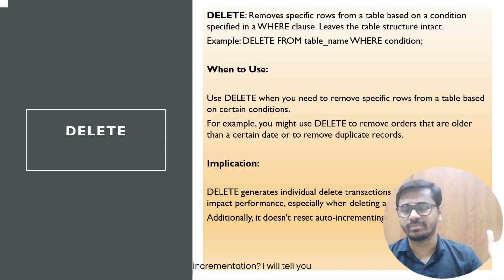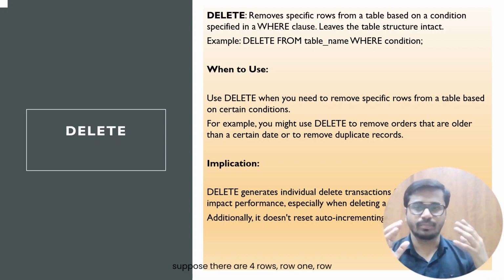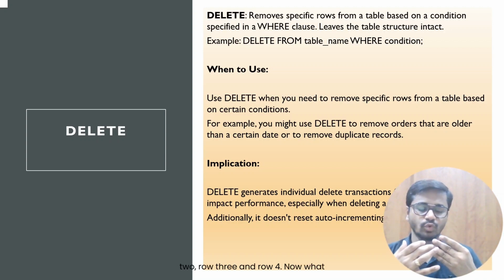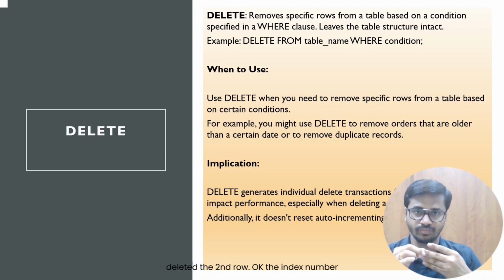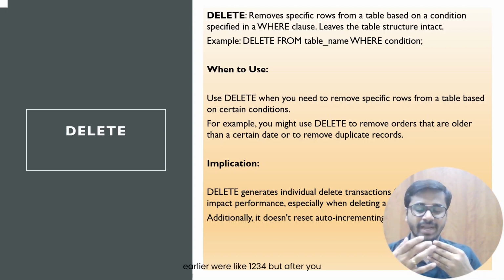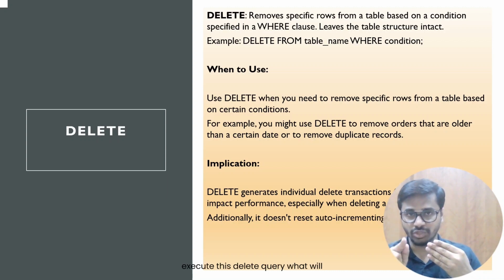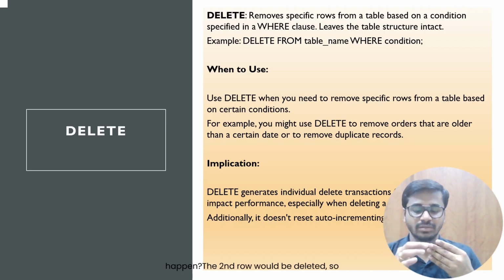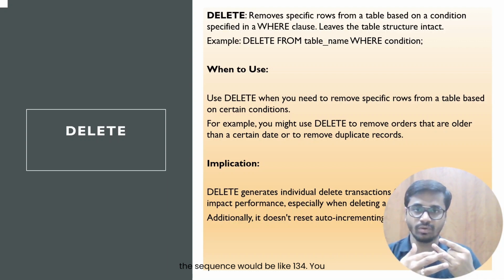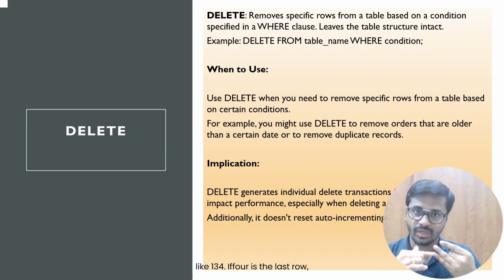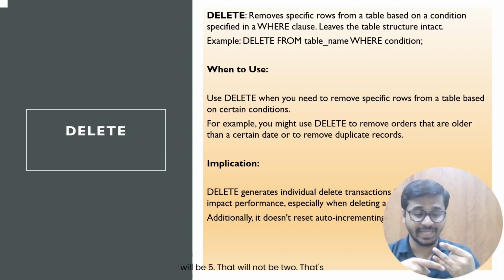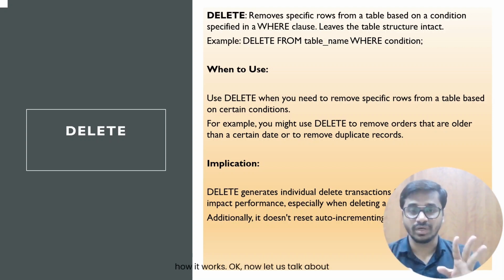So what is this auto incrementation? I will tell you. Suppose there are four rows: row 1, row 2, row 3 and row 4. Now what happens with the delete command? You have deleted the second row. The index numbers earlier were 1, 2, 3, 4, but after you execute this delete query, the second row would be deleted, so the sequencing would be like 1, 3, 4. You get it? It will not be reset. It will be like 1, 3, 4. If 4 is the last row, then the next record we insert will be 5. That will not be 2. That's how it works.